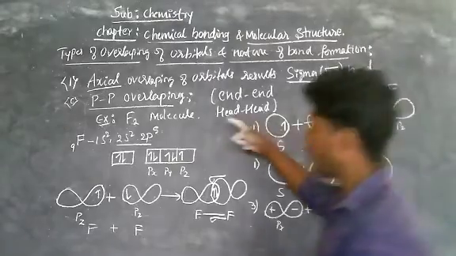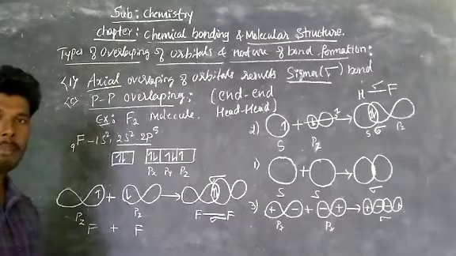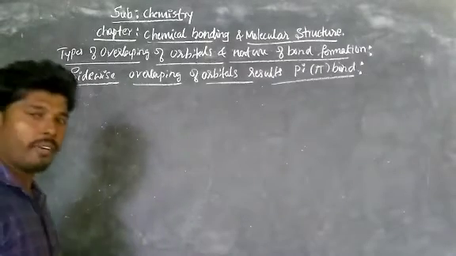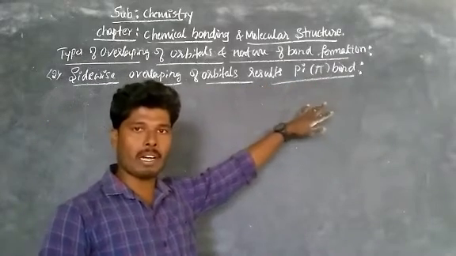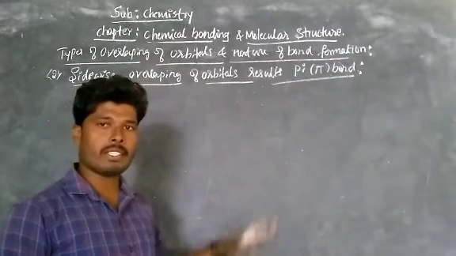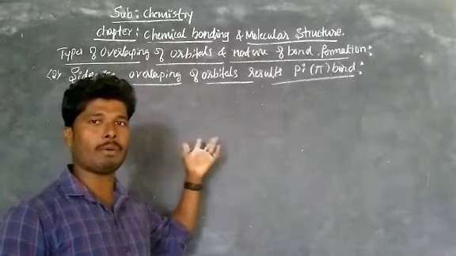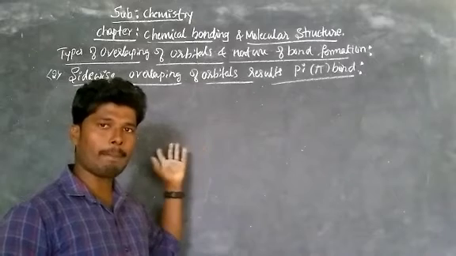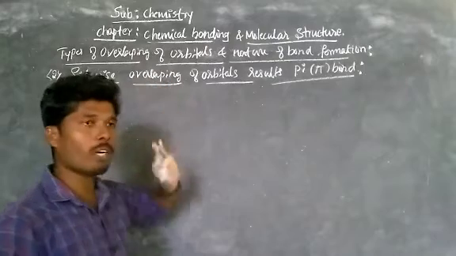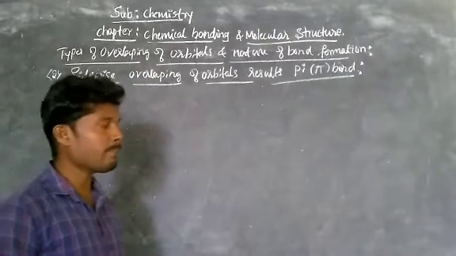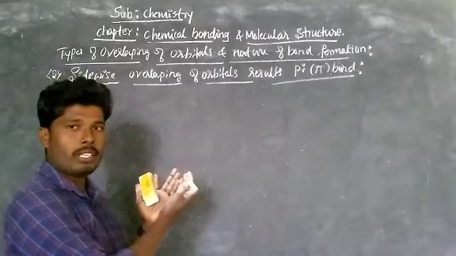Got it? Now take the PP orbital formation of pi bond by sideway overlapping of atomic orbitals. Now we are going to study how sidewise overlapping of orbitals results in the formation of a pi bond. Already we have learned how the sigma bond is formed. The sigma bond is formed by axial overlapping, end-to-end or head-to-head overlapping of S and P orbitals or PP orbitals. Now the pi bond is formed by sidewise overlapping of atomic orbitals. Sidewise means the orbitals overlap side by side.